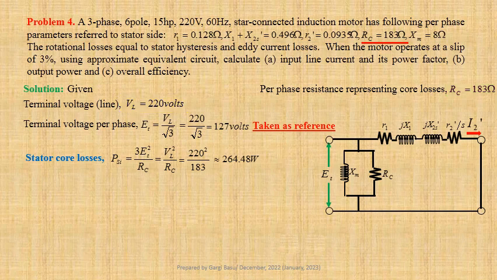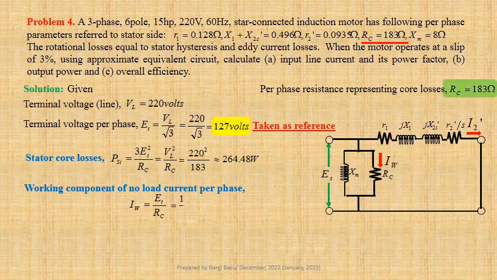Now we shall calculate working component of no load current per phase. IW equals ET divided by RC. Using values, we get 127 divided by 183, that is equal to 0.694 ampere.